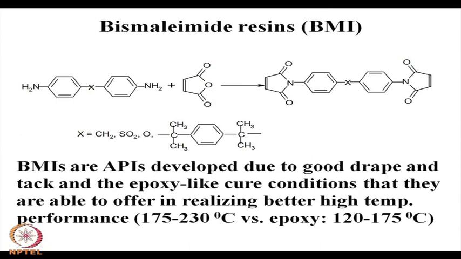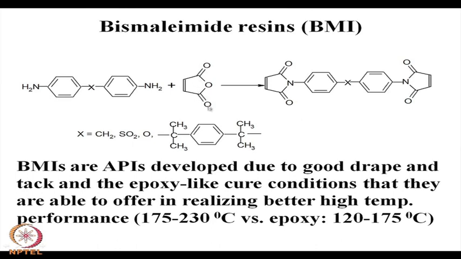Bismaleimide, maleic anhydride imide, maleimide resins. Now, this is a diamine. Again here X can be either methylene, sulfone, or ether. That means, if there is CH2 it will be diamino diphenyl methane. If there is SO2 in place of X, that will be diamino diphenyl sulfone. If there is oxygen, that can be diamino diphenyl ether. If there are such other groups, then it will be again a different diamine. So, all those possibilities are there in the diamine part of the reactants.